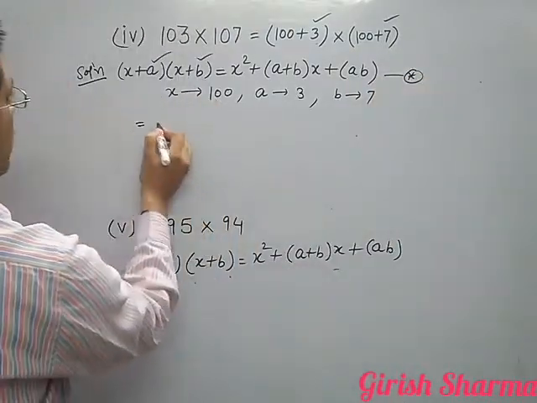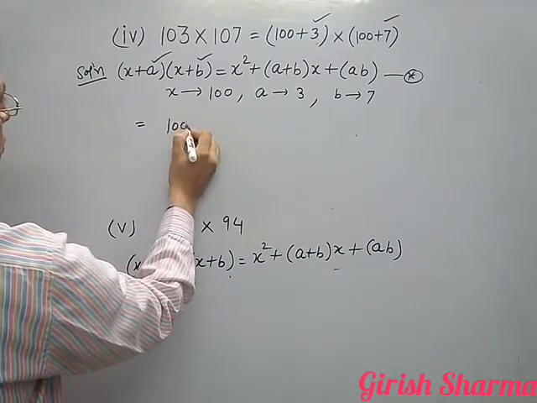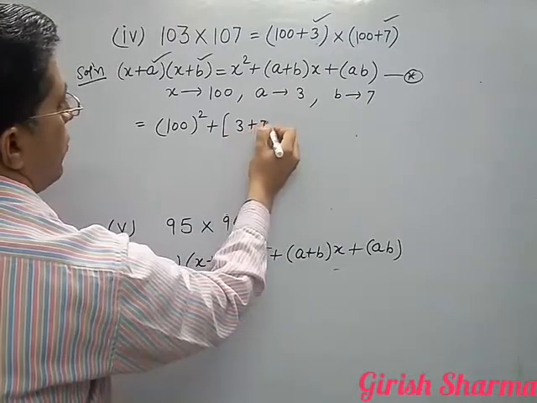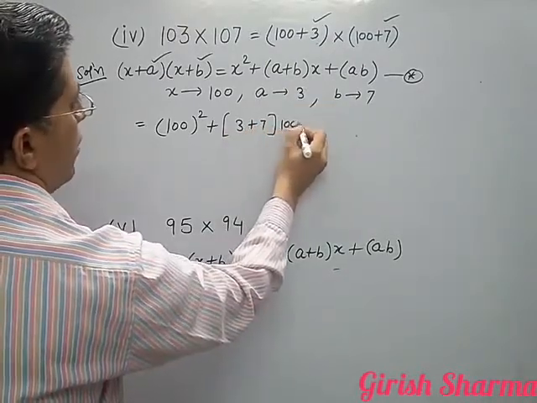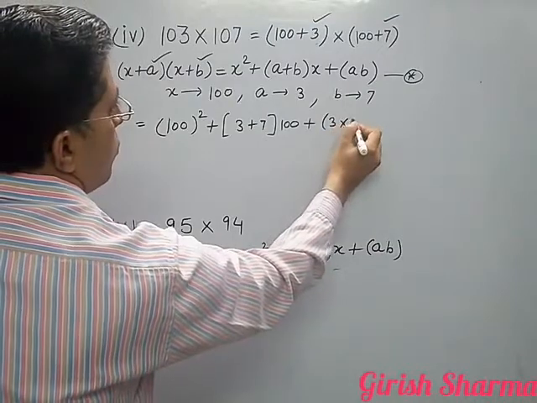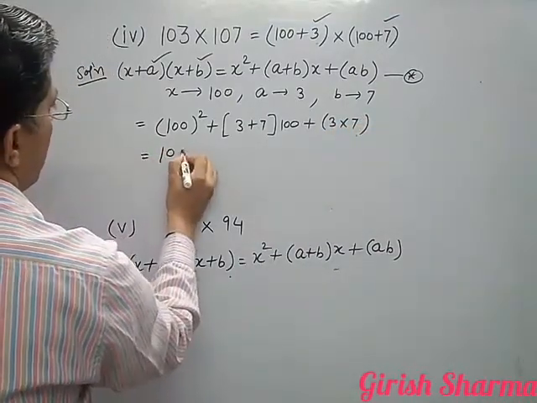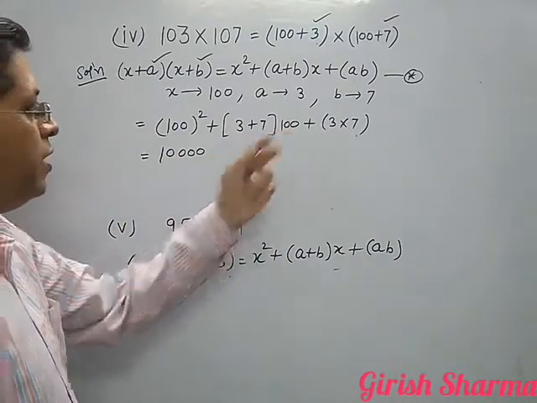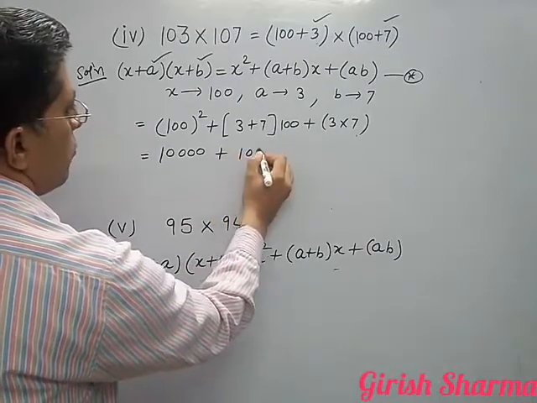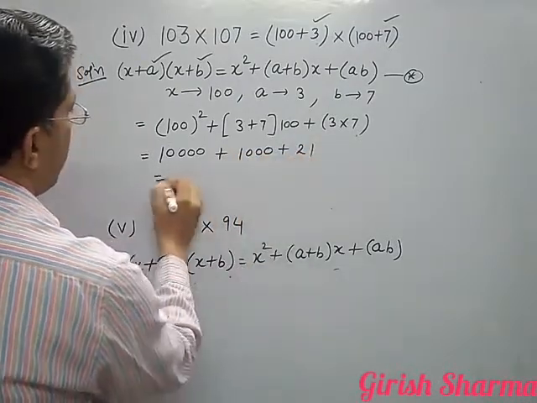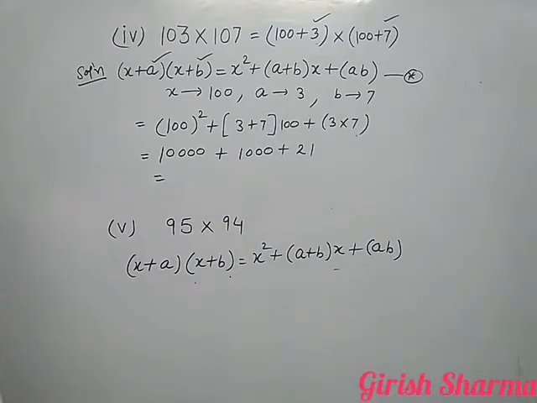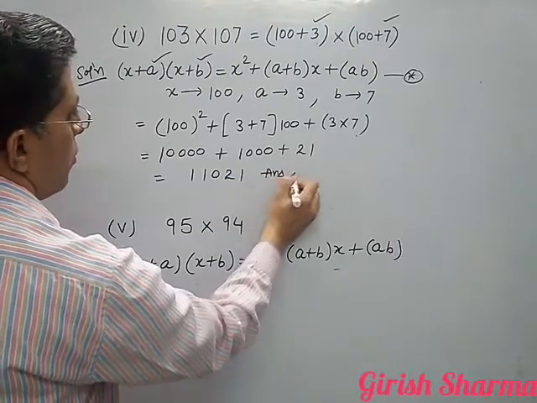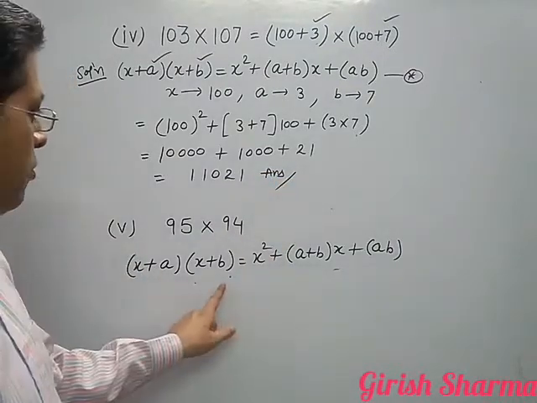Now I am going to put x is your 100 square. What is a? 3. What is b? Plus 7. What is x? x is your 100. ab, 3 into 7. This is your 100 into 100, 10,000. This is 7 plus 3, 10. 10 into 100 is 1000, plus 1000. 7 3s are 21. 10,000 plus 1000 is 11,021. 11,021 is your answer. Okay, come on, the next question.